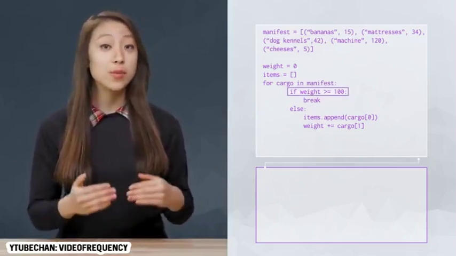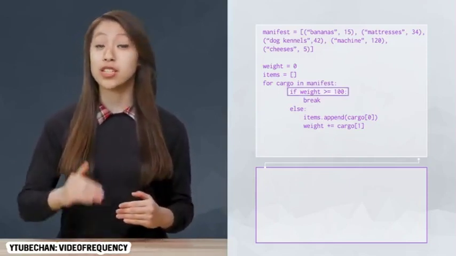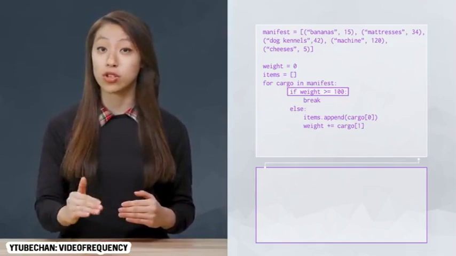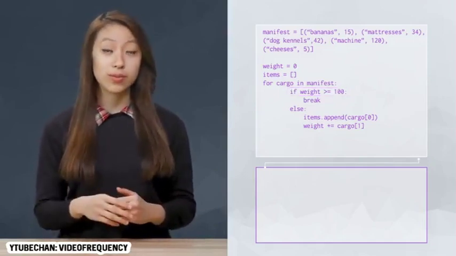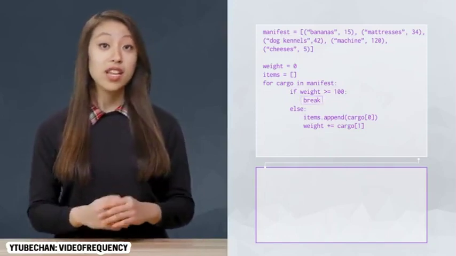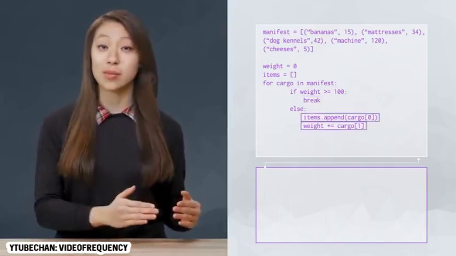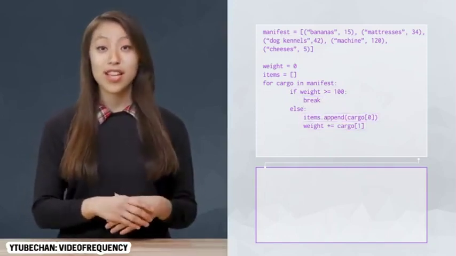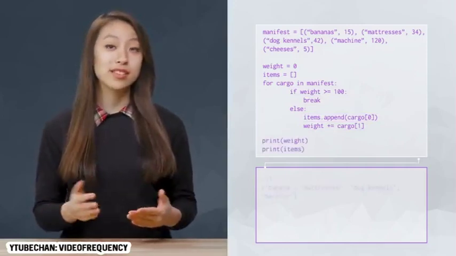Here, we check if the ship's total cargo weight reaches its maximum capacity of 100 with each addition of cargo. If it does, we use a break statement to stop loading. If not, we load the next item and add on its weight. Here's what we end up loading.